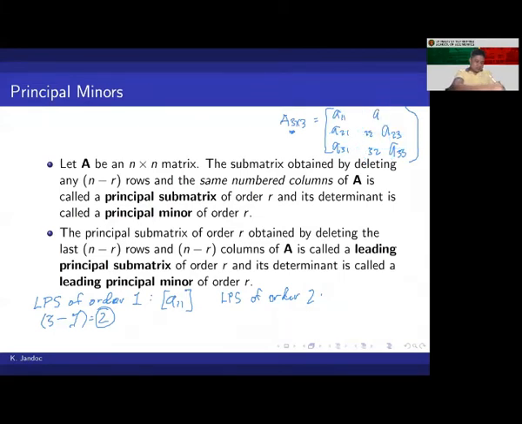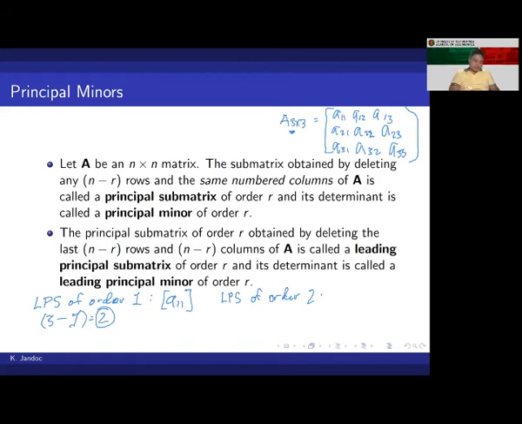Okay, so let's draw it again. A11, A12, A13, A21, A22, A23, and A31, A32, A33. Okay, great. We're tasked to find the leading principal submatrix of order 2.